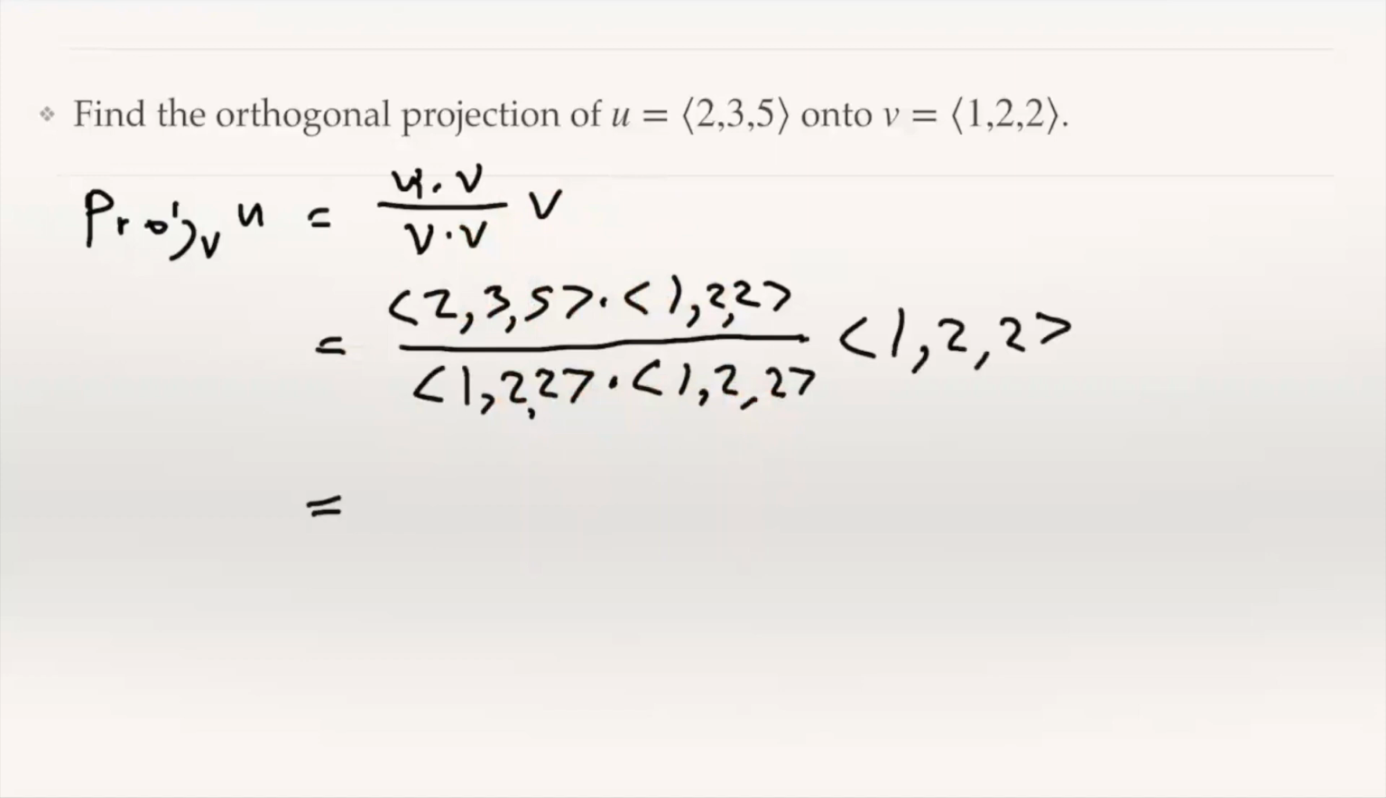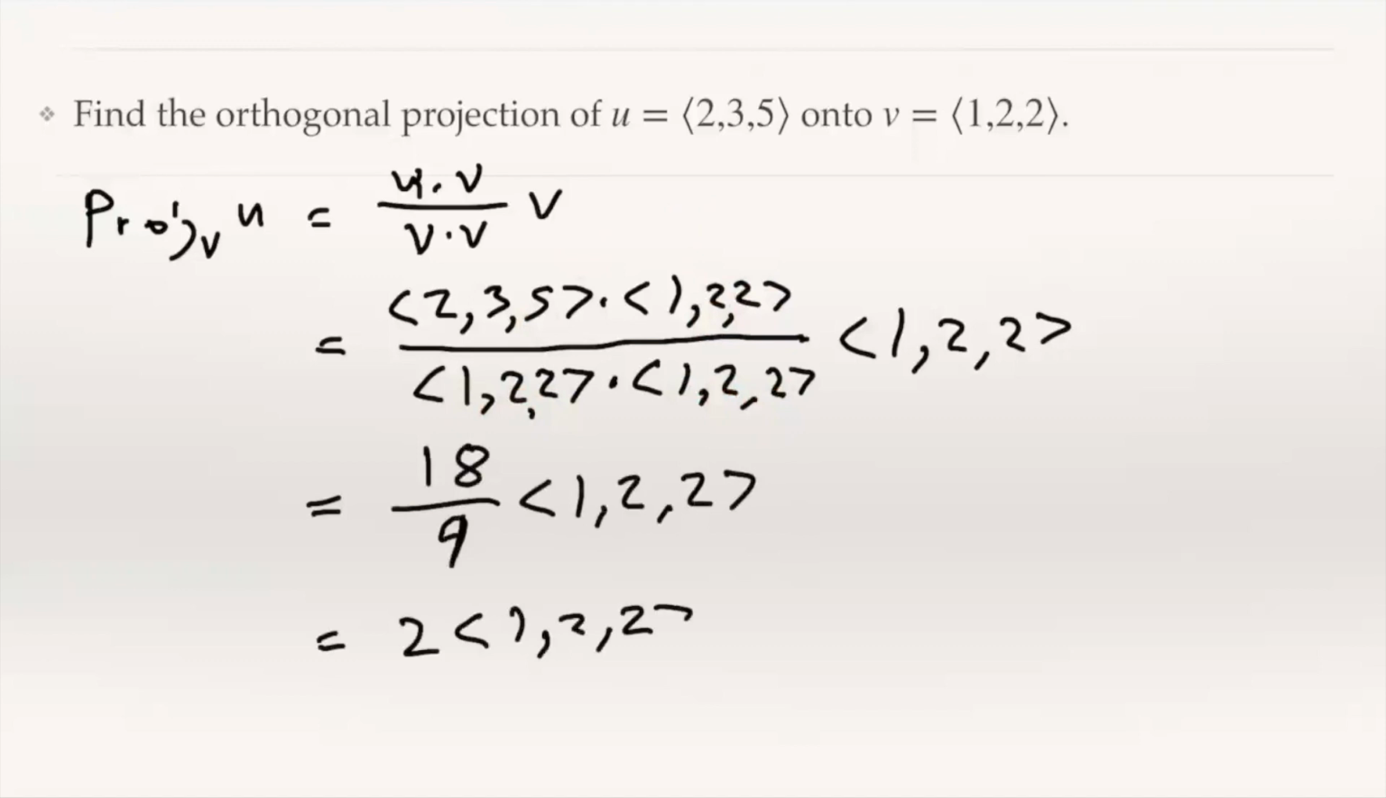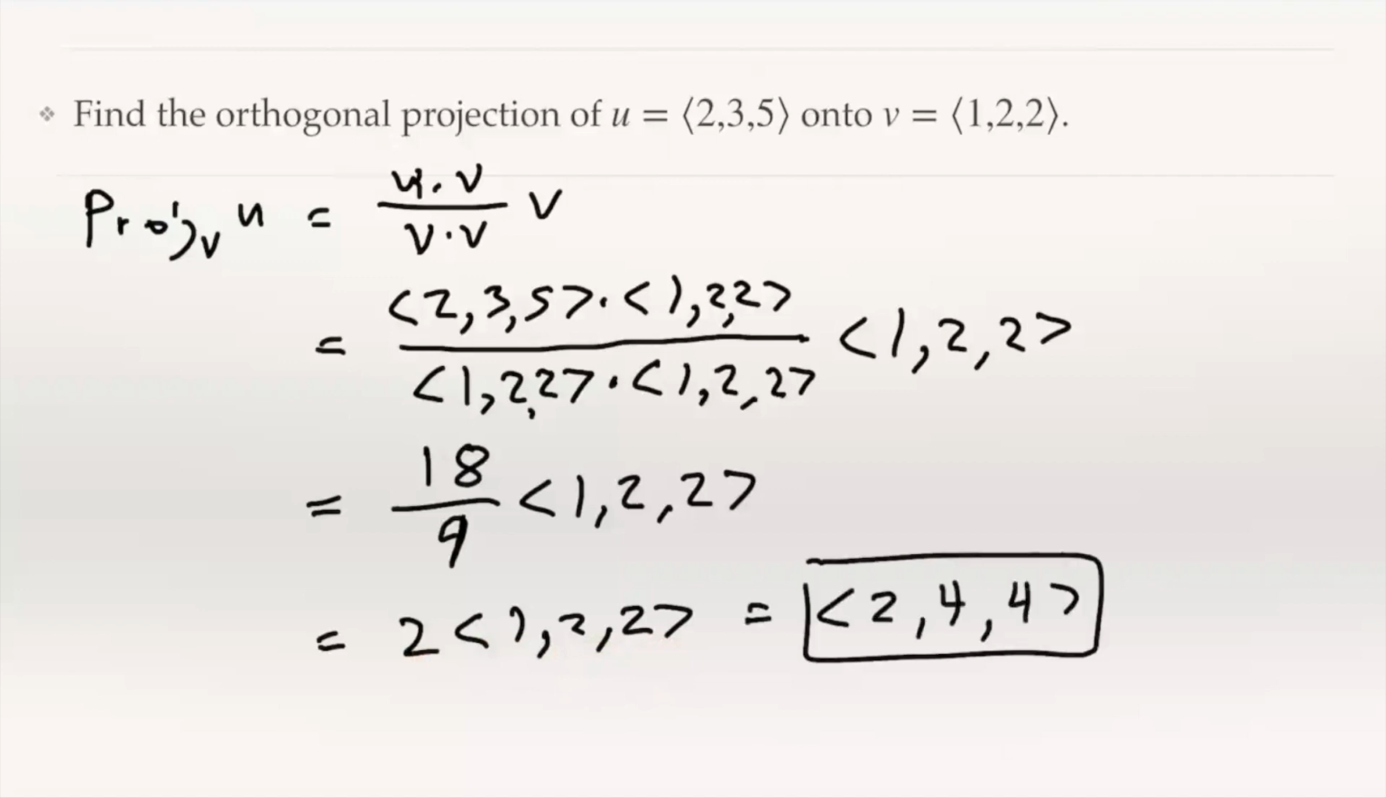Okay, so computing these guys, we have 2 times 1 plus 3 times 2 plus 5 times 2 is 18, over 1 times 1 is 1, plus 2 times 2 is 4, so we have 5, plus 2 times 2 is 9. Okay, times <1, 2, 2>, that is 2 times <1, 2, 2>. And a scalar times a vector, we just multiply every component. So we wind up with <2, 4, 4> is the orthogonal projection.